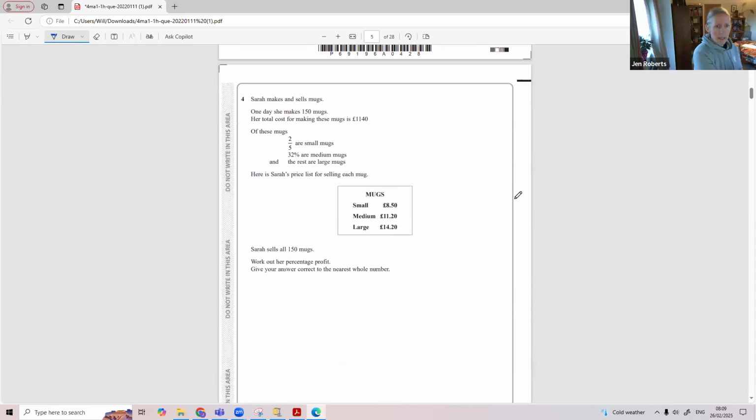Okay, Sarah makes and sells mugs. On one day, she makes 150 mugs. The total costs, so total cost is 1,140. I'm going to break this up first into money spent and money made. So total costs were 1,140 pounds, weren't they?